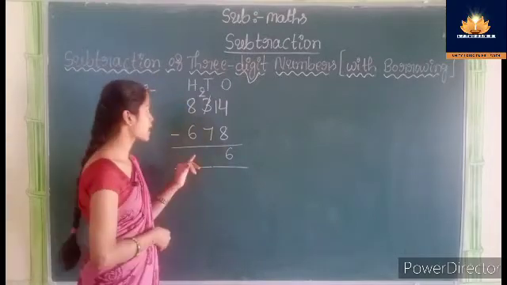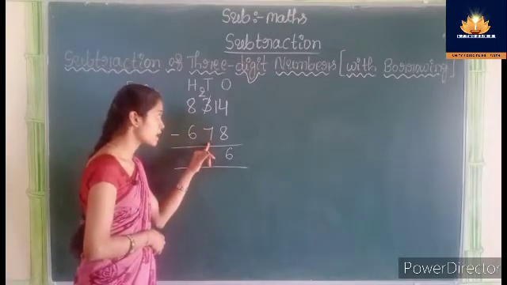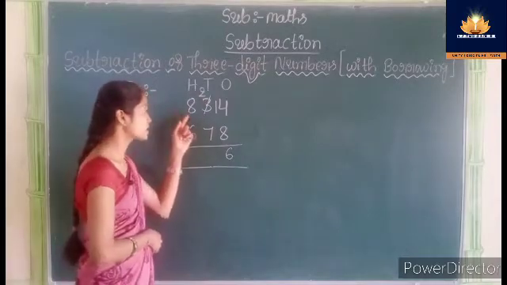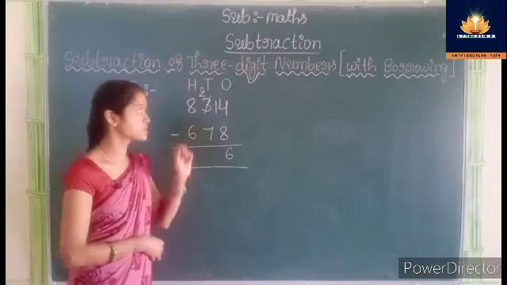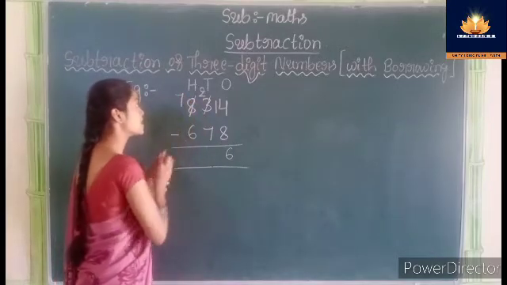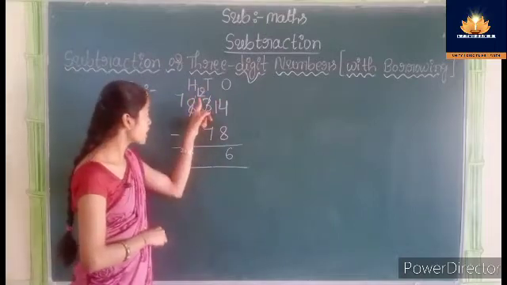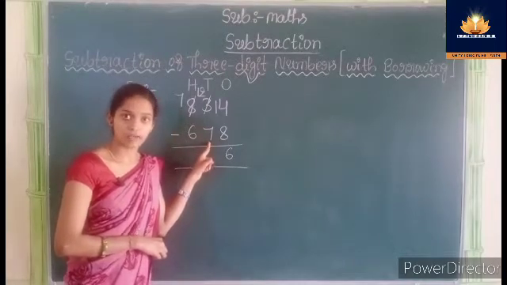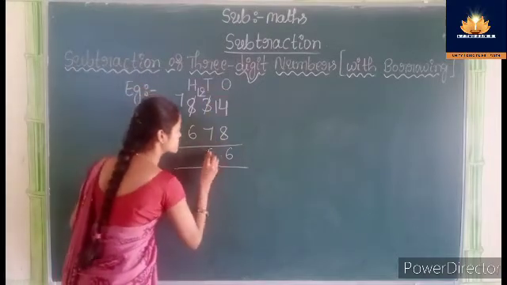Then tens column subtraction, here we have 2 tens. We cannot subtract 7 tens from these 2 tens. That's why we have to borrow 100 from these 800s. After borrowing 100 from these 800s, here we are left with 700s. This 2 tens becomes 12 tens. 12 minus 7. How much? That is 5. We get 5 tens and that 5 should be written in tens place.